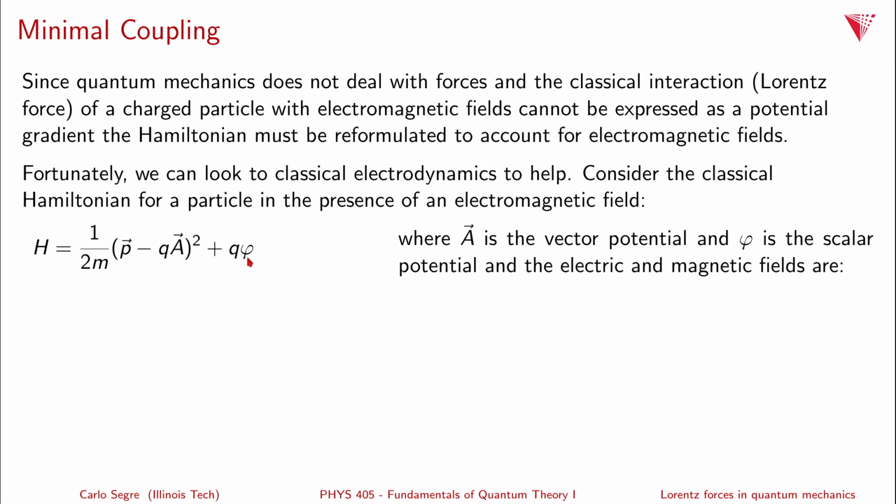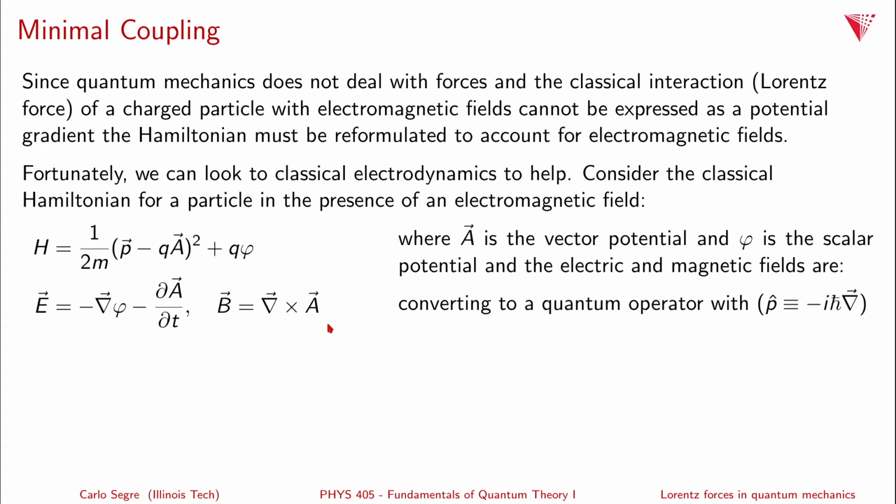And the electromagnetic fields are derived from the scalar and vector potentials, such that E is equal to minus the gradient of phi minus the time derivative of A, and B, the magnetic field, is equal to the curl of A.